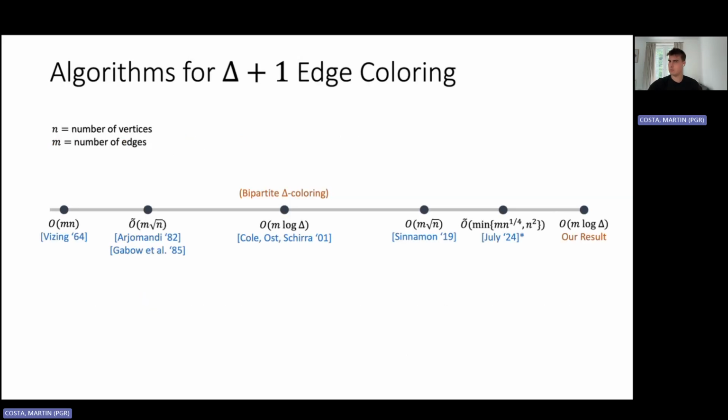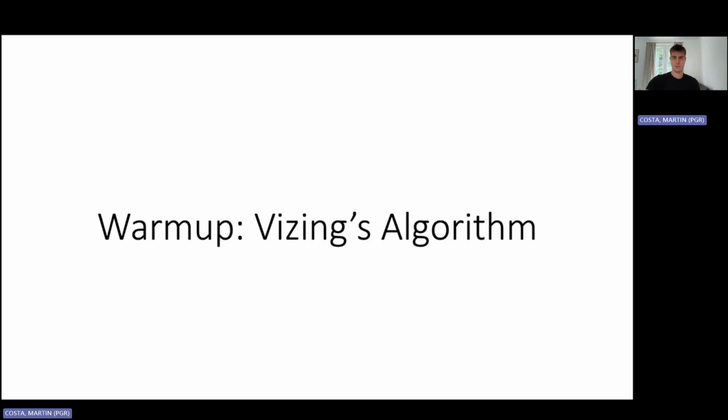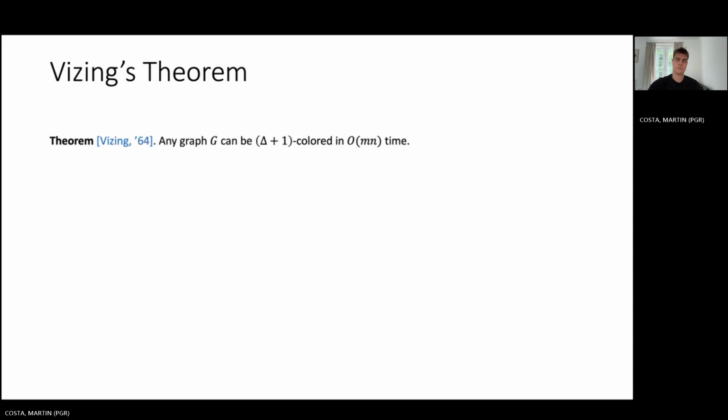So we obtain a near linear running time, so near optimal running time for the problem of computing a delta plus 1 edge coloring of a graph, okay? As a warm-up, I'm now going to discuss Vizing's original algorithm and the ideas used in order to achieve this mn running time, which we will be using in our algorithm as well.